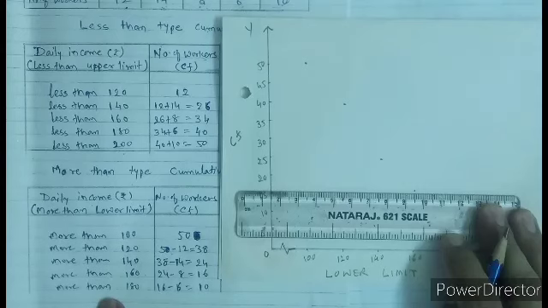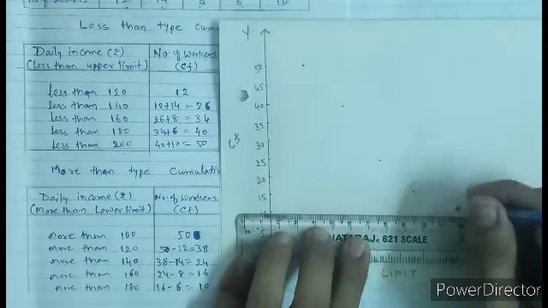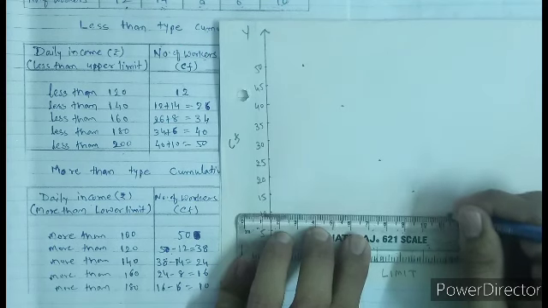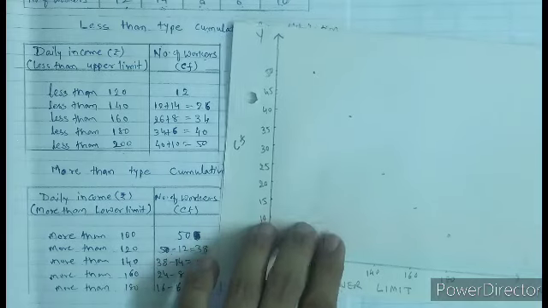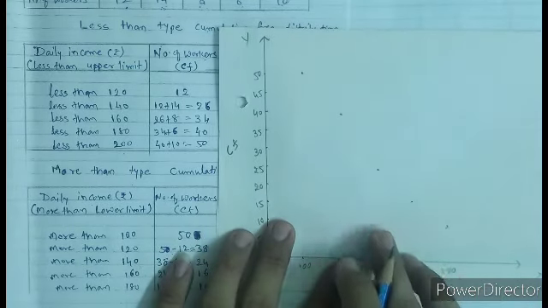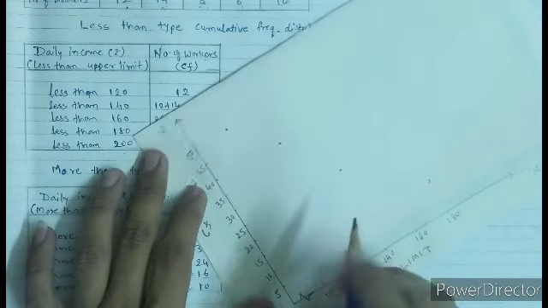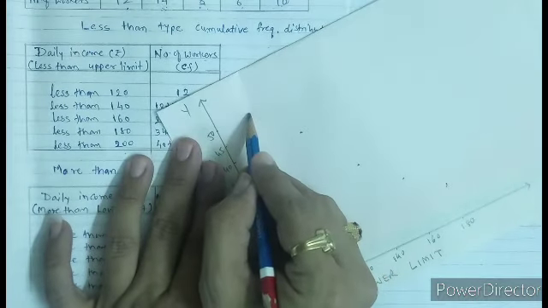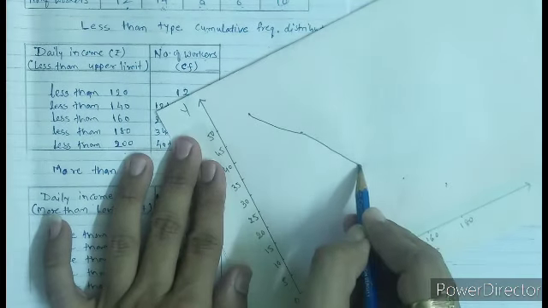Then for more than 180, it is 10. So it is here at this point. So this is the way we get the points on graph page. Now we have to connect these dots through a curve. Once again, I would say you have not to use the scale and you have to make a curve like this.